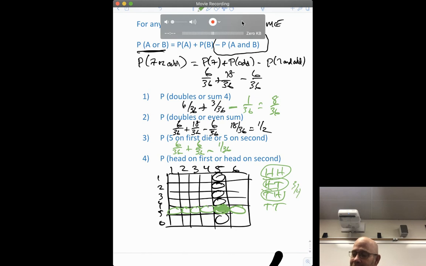All right. You could use the formula. What's the probability of getting a head on the first, which is 1/2. Probability of getting a head on the second, which is another 1/2. But we've got to subtract what they have in common, which is the 2 heads, which is 1/4. In either case, it gets us back to that 3/4.